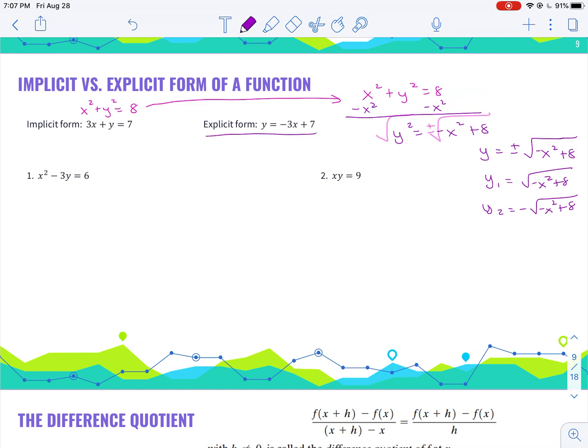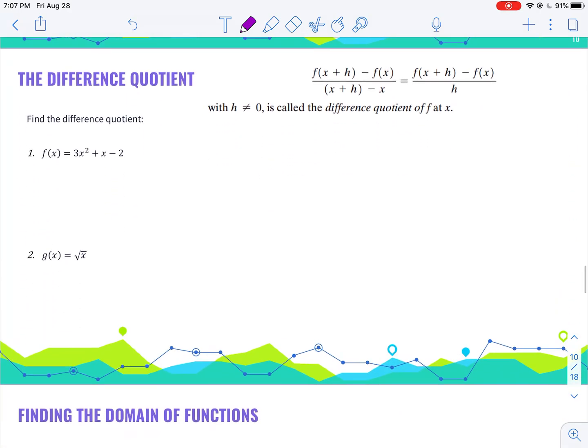So explicit form just means you're going to solve for y. The y is isolated. It's by itself. So go ahead in both examples 1 and 2, try and put those in explicit form. So solve for y in both of those examples. And then you guys can check your work against the finished notes, which are right above the video notes.